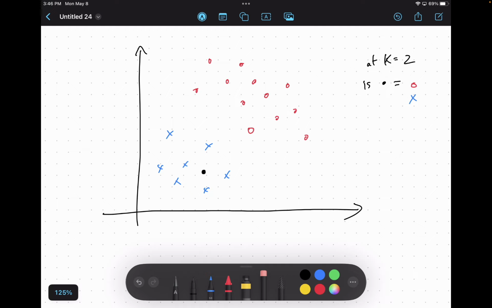So here, K nearest neighbors 1. What would this be? How about 3? Blue. 5? Still blue. What about 19? It would be red, right? Because I'm going to look at every single point here. There's more red points than blue points, so this becomes red. Okay? That's it. That's K nearest neighbors.